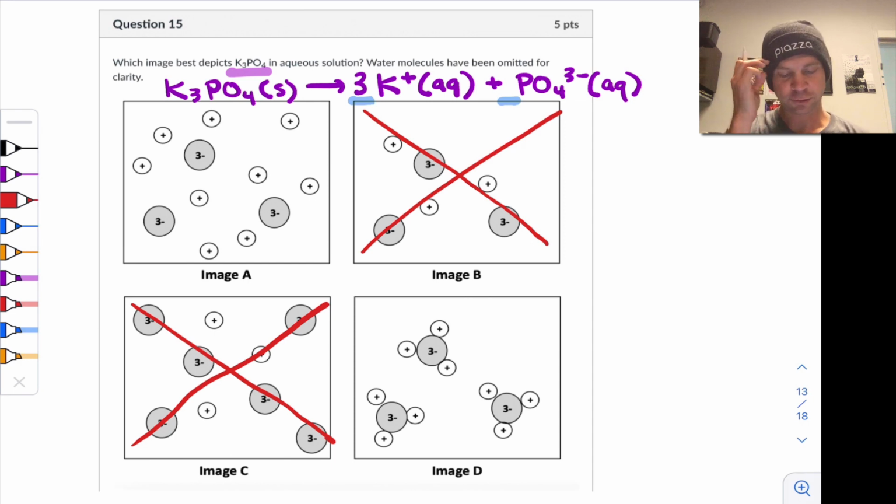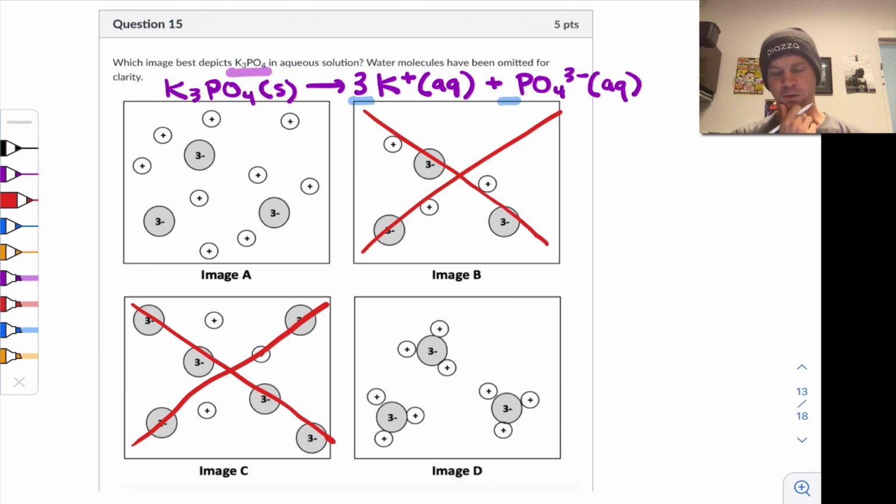And now we're into the interesting contrast between image A and image D. Images A and D both reflect the proper 3:1 ratio of potassium to phosphate, and that's worth verifying on your own. Pause the video, count those cations and anions, and verify that in each box there is a 3:1 ratio of K plus to PO4 3-.